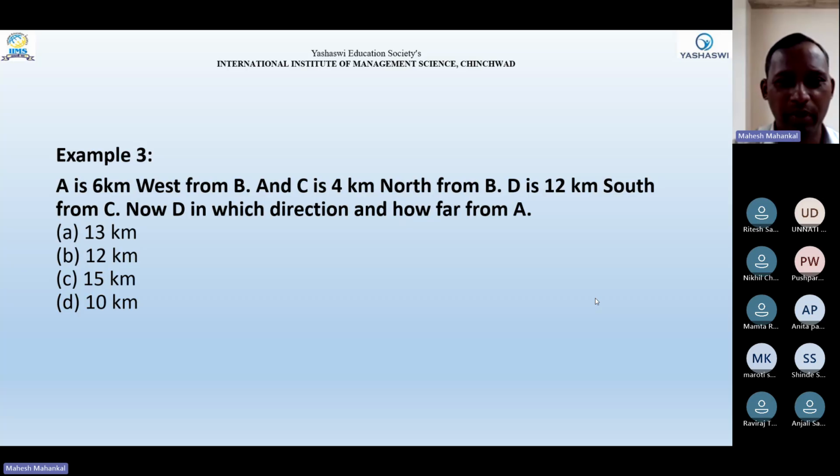Okay, take a pen and paper. First of all write the cardinal directions: east, west, north, south. Then draw lines. Read the statements and draw lines. Then you are able to understand, and then you are able to solve exactly how many kilometers away D is from A.